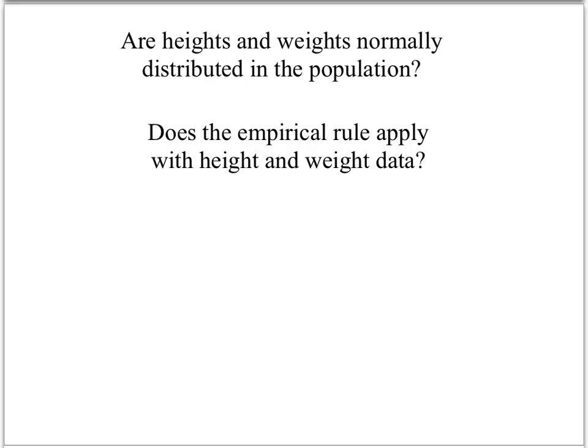First of all, we have to decide whether the weights and heights in a population are normally distributed. In fact, heights and weights are approximately normally distributed in any population. If you think about it, there are very few people who are very, very tall or very, very short, and most people have approximately average height. So heights are normally distributed. Therefore, the empirical rule does apply with height and weight data.